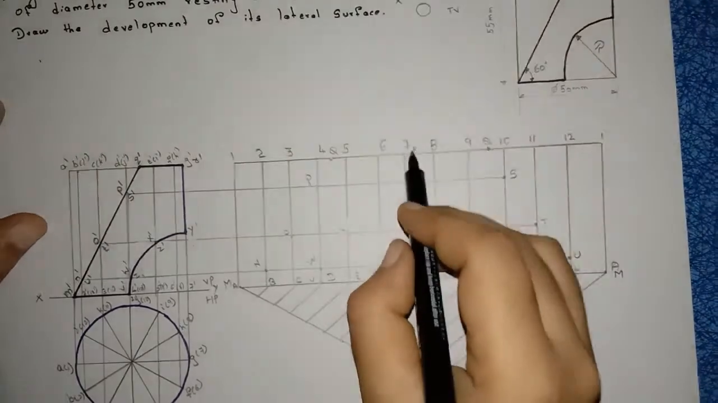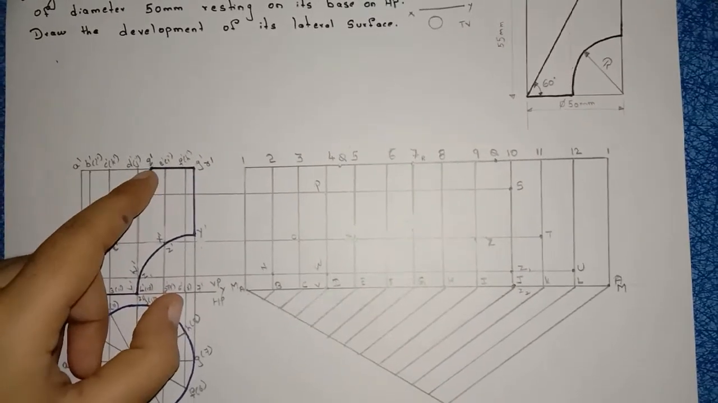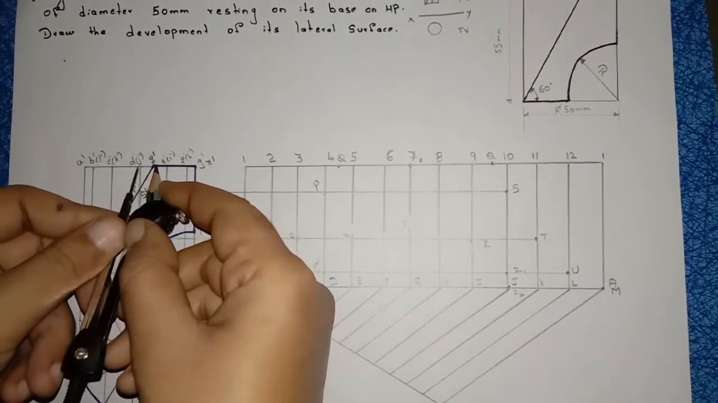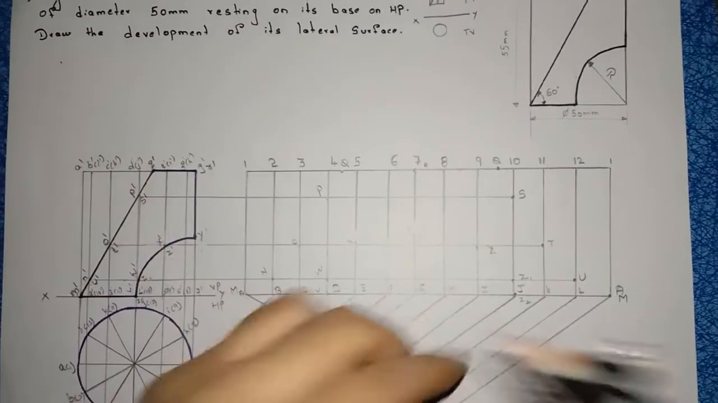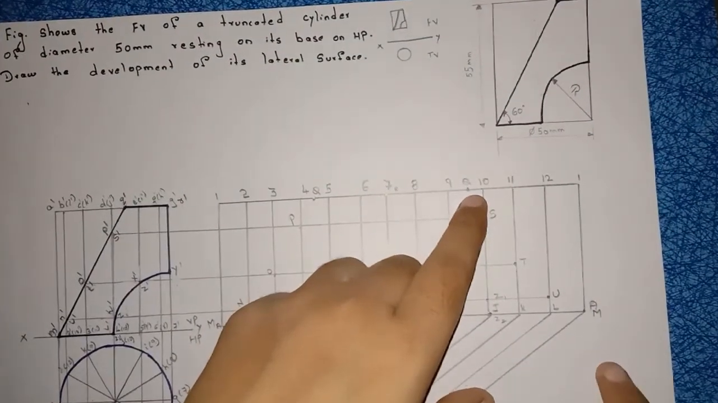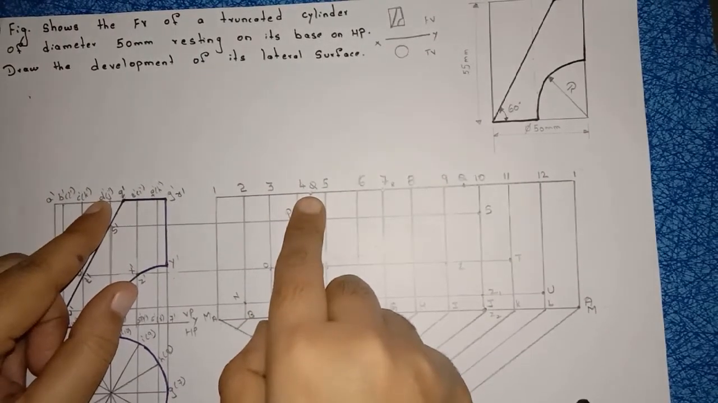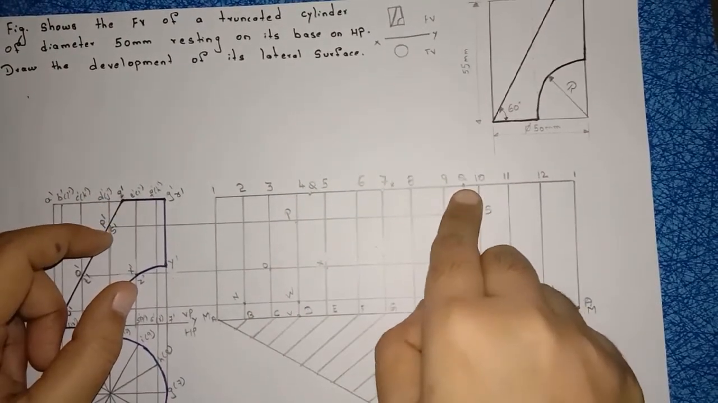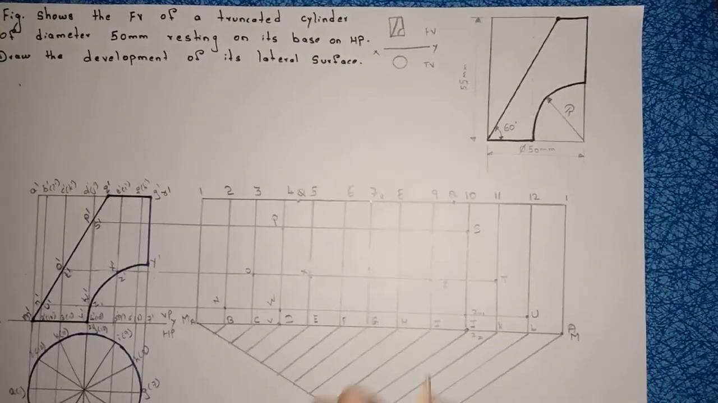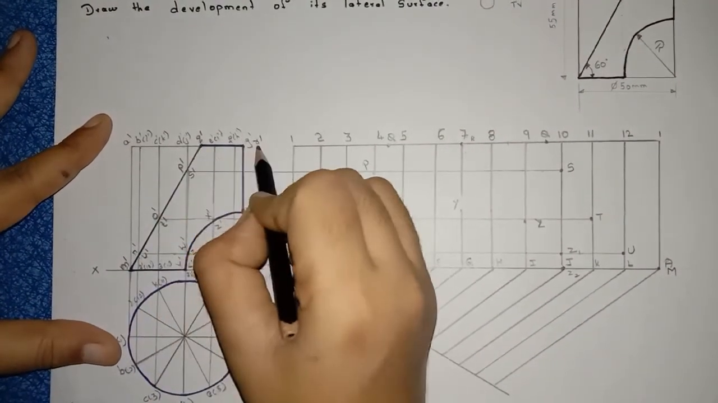Then next, after marking R point, then what we have to do? Again J to Q. Again take this distance. J to Q. Take this distance. Right? From J, mark the point. Name that point as Q. Right? From D to Q, I have to mark the distance. From J to Q, I have to mark the distance. Right?